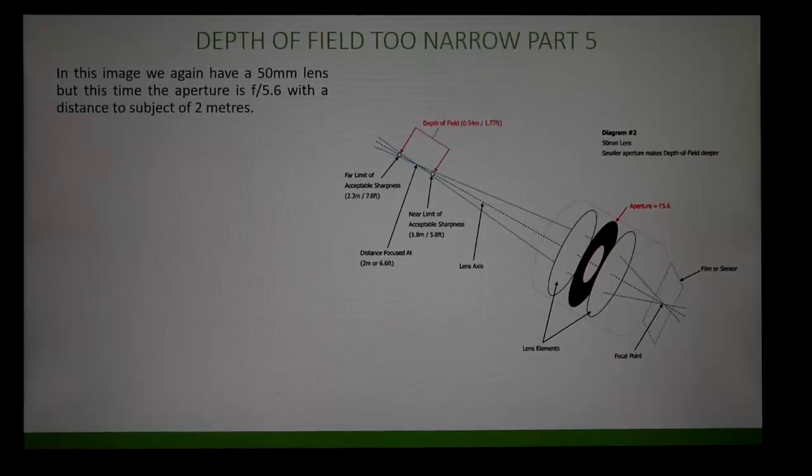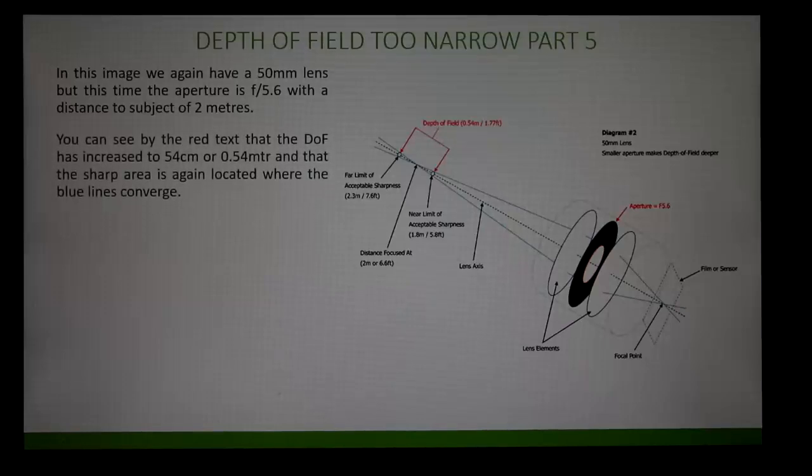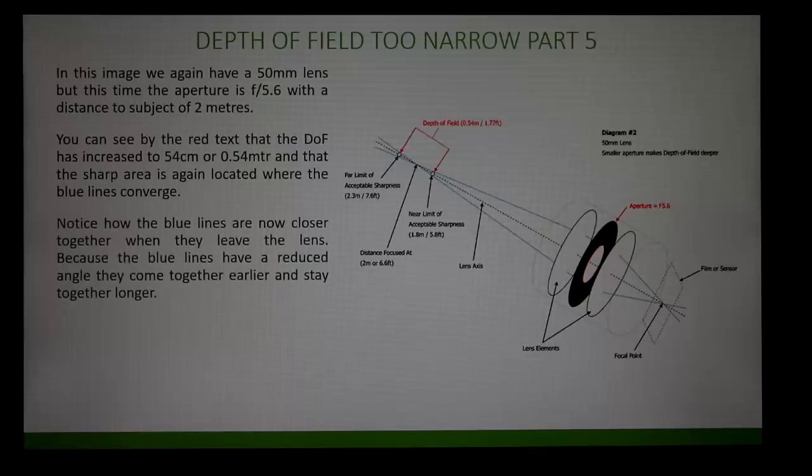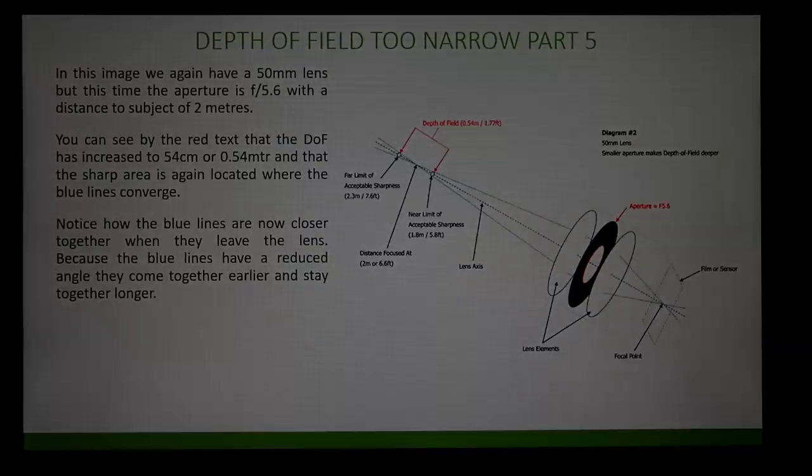In this image, we again have a 50mm lens, but this time the aperture is f5.6 with a distance to subject of 2 meters. You can see by the red text that the depth of field has increased to 54 centimeters or 0.54 of a meter, and that the sharp area is again located where the blue lines converge. Notice how the blue lines are now closer together when they leave the lens. Because the blue lines have a reduced angle, they come together earlier and stay together longer. Remember, if this is too confusing, then look only at the red text and the blue line angles. On to the next slide.